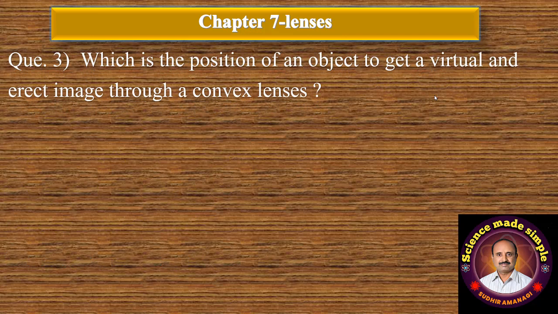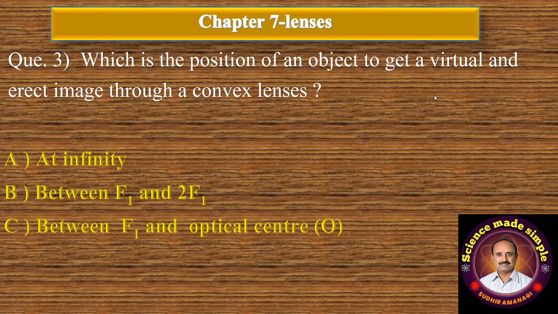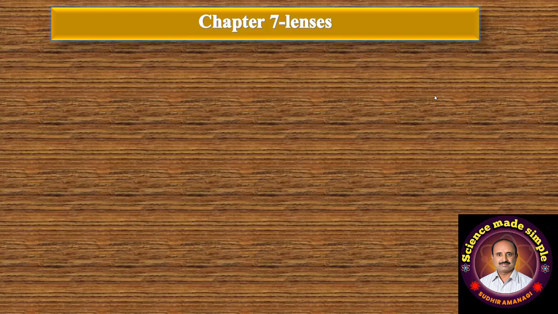Question number 3. Which is the position of an object to get a virtual and erect image through a convex lens? Option A, at infinity. B, between f1 and 2f1. C option, between f1 and optical center O. And D option, at the principal focus f1. The correct answer is option C, between f1 and optical center O.